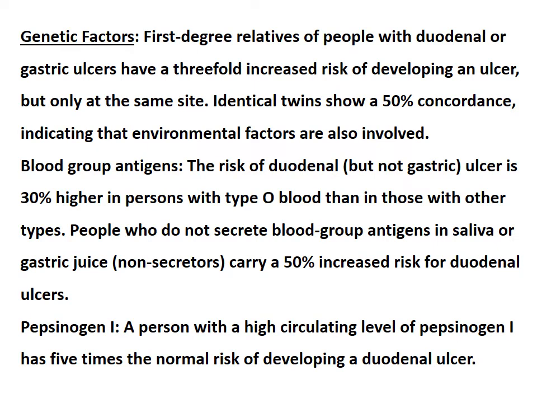Genetic factors. First-degree relatives of people with duodenal ulcers have a 3-fold increased risk of developing an ulcer. Identical twins have 50% concordance. Blood group antigens: the risk for duodenal ulcers, not gastric ulcers, is 30% higher in persons with blood group O. Those with duodenal ulcers who have blood group O have a 30% increase compared to the normal population.